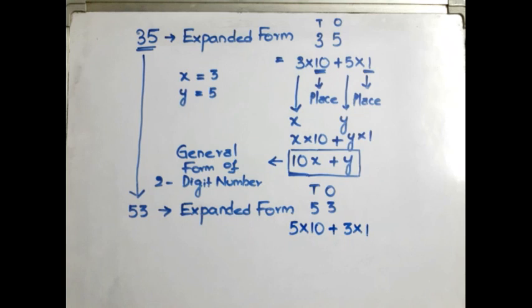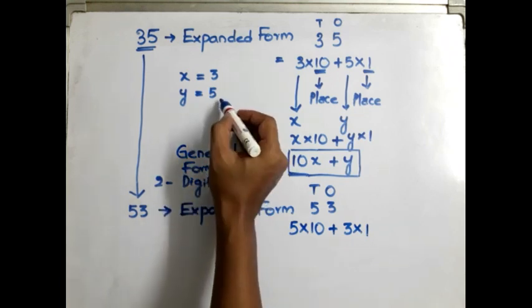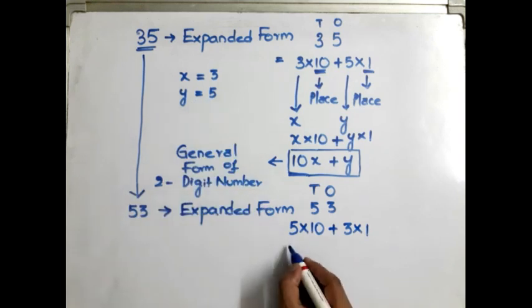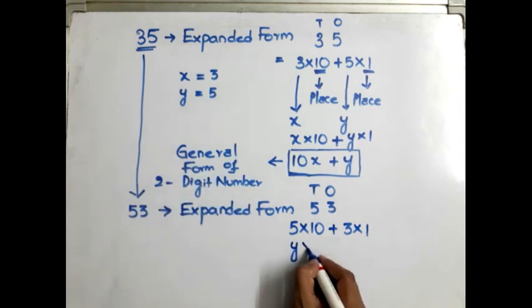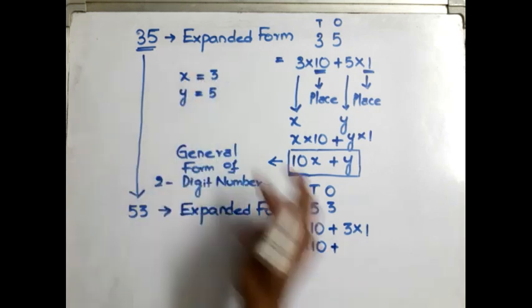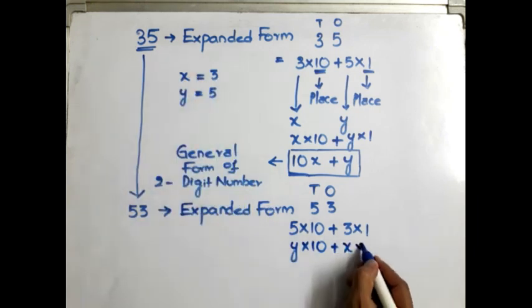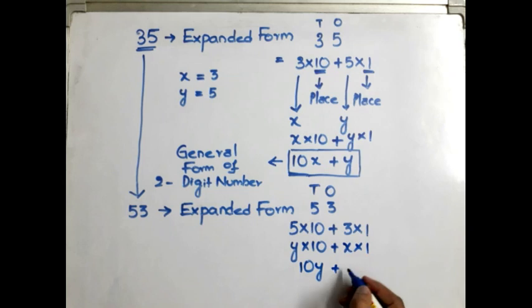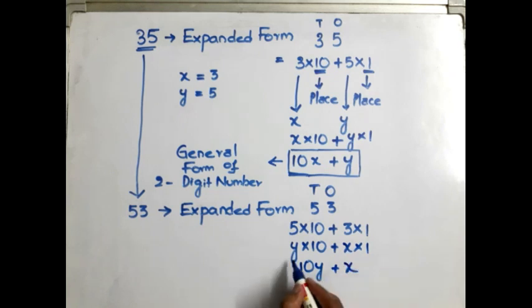Now come back to the discussion. What exactly is 5 here? 5 is equal to y. So now we can write this as y into 10 plus, what's the value of 3? x. x into 1. So y into 10, that is 10y, plus 1 into x, or x into 1, is x. Now look.